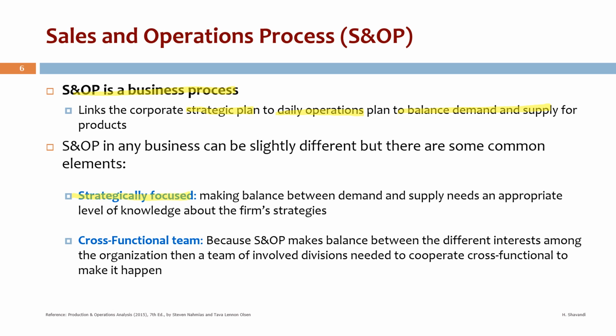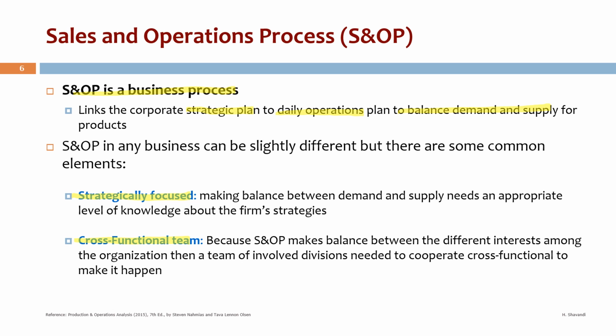So in the S&OP process, we need to be focused on the strategies. Without having a good knowledge about the strategies of the company, how can we make a balance between demand and supply? So we need to know about the strategies. And it's also conducted through a cross-functional team.